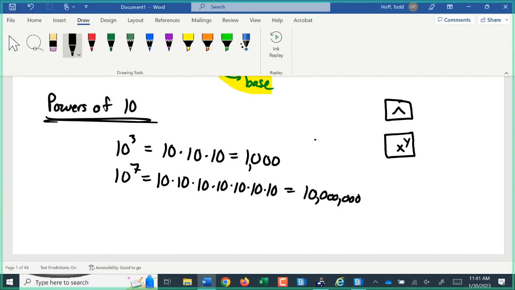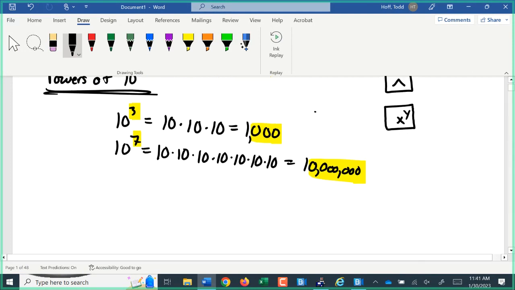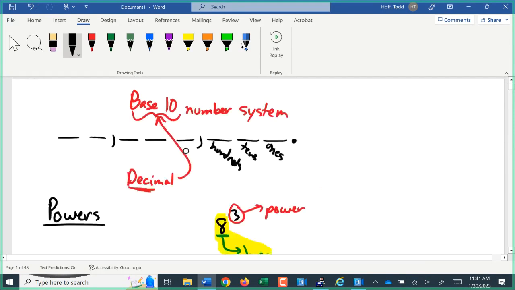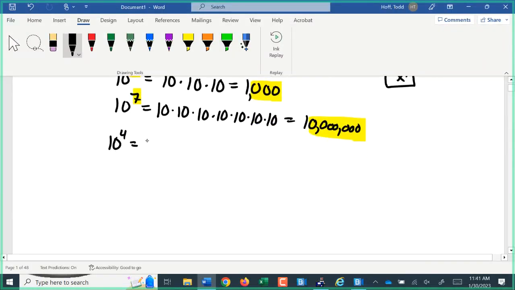Most of you have probably been taught a pattern for the powers of 10 where just the power is the number of zeros on the result. 10 to the third, 3 zeros. 10 to the 7th, 7 zeros. That's exactly true. That's one of the patterns that develops. Now I want to work backwards and figure out the meaning of some of those powers that don't necessarily make sense. So 10 to the power of 4 is 4 tens multiplied together. Using that pattern, that would just be 10,000.